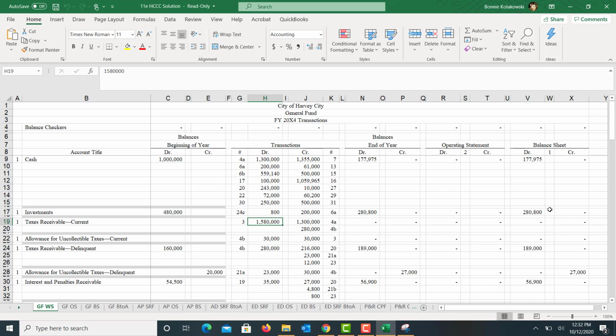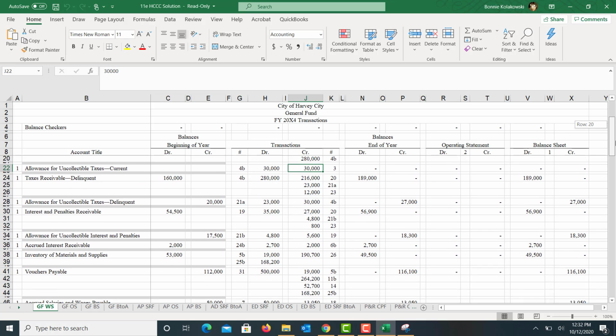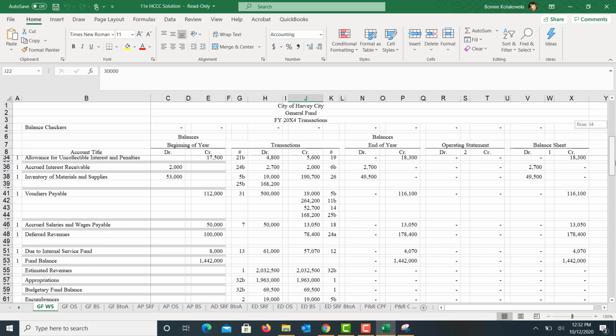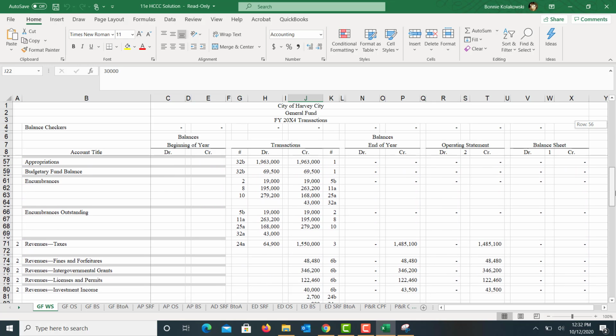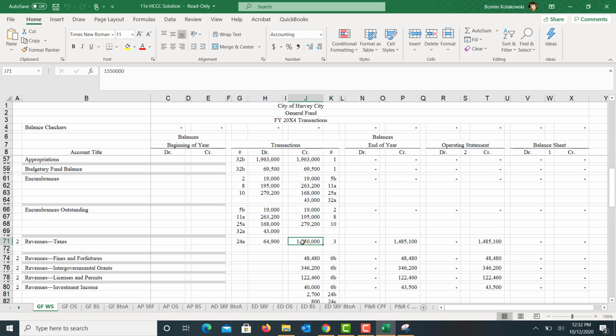So I brought us back to the spreadsheet here, and you can see where transaction number 3, taxes receivable current, 1,580,000. You can see that part of the transaction recorded there, and then you can see the allowance of 30,000, which the problem said was uncollectible. And then we will go down to the revenue side, and you can see that they're anticipating this as revenue.